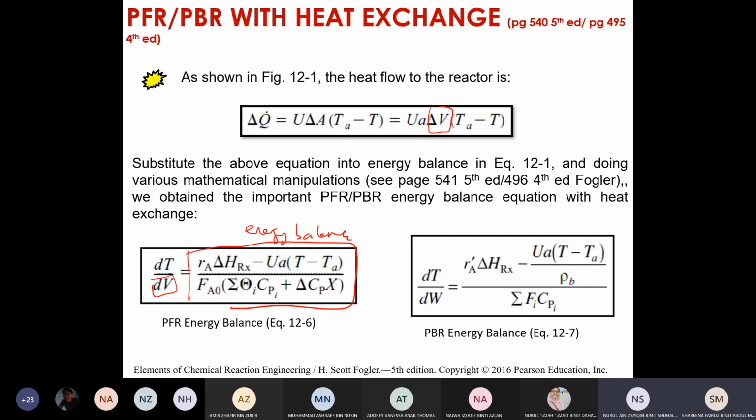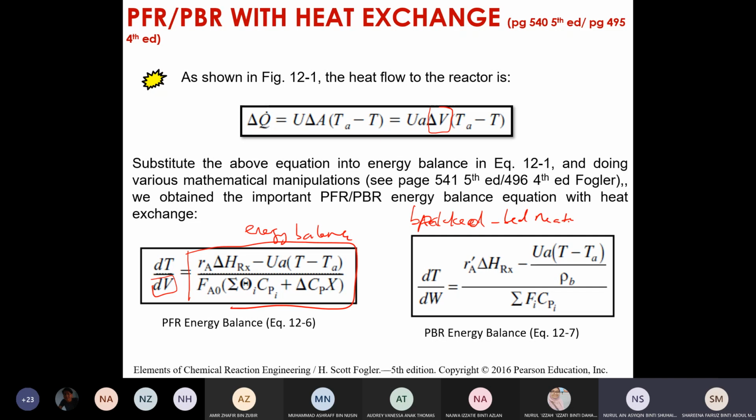Okay, ni daripada part 1 tu. Okay, tapi jangan risau, you don't have to show apa benda ni. Nanti kalau ada final assessment, katakanlah kalau ada final assessment benda ni, kami akan provide terus. Okay, this equation. And then this one is for the PBR, which is packed bed reactor.